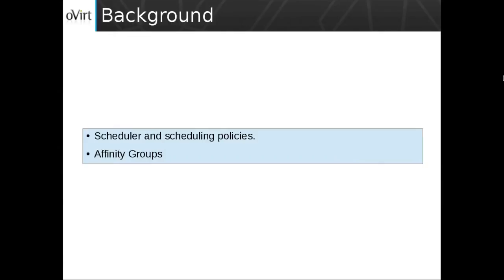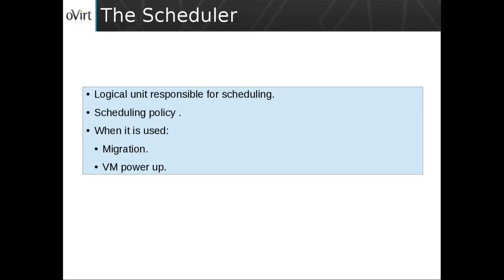In this part of the presentation, I'm going to give you a little background about the problem we're trying to solve. I'm going to talk about the scheduler and scheduling policies, and after that I'm going to explain affinity groups and how to recognize when affinity groups are enforced and when they are not. Then you're going to understand exactly what the problem we're trying to solve here is. So let's start. What is the scheduler?